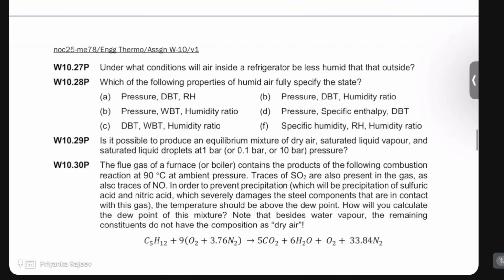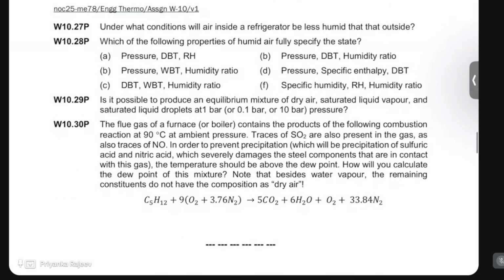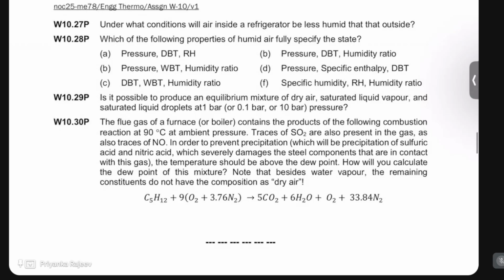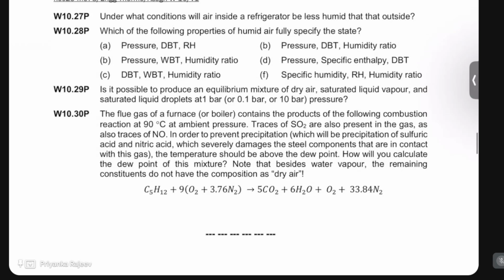Under what condition will air inside a refrigerator be less humid than that outside? So, for fridge air to become less humid: when air is cooled, the capacity to hold moisture will decrease for that volume of air. So if cooled below dew point, moisture is going to condense. Then the fridge air has lower humidity.